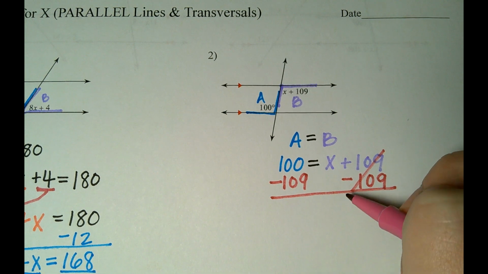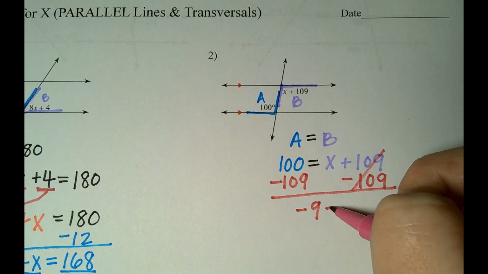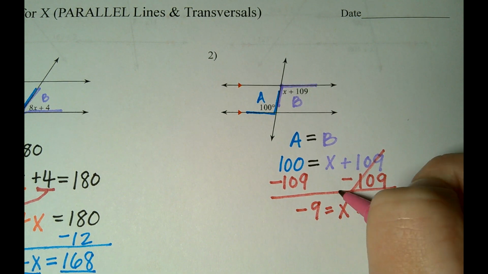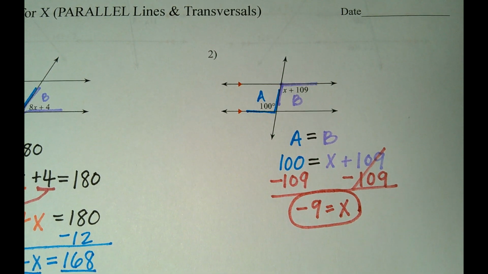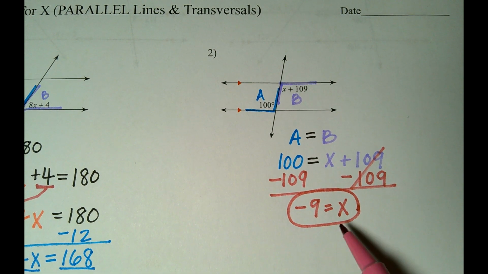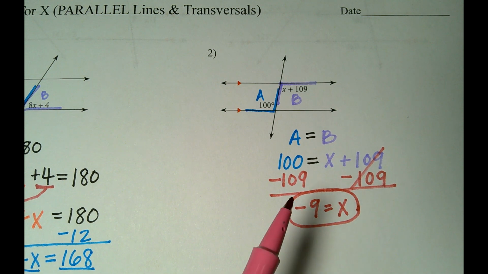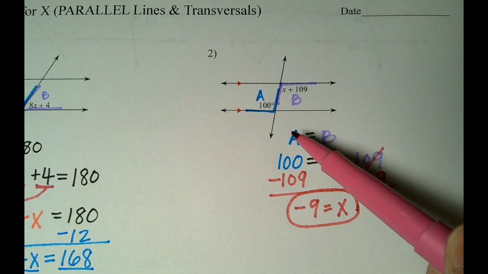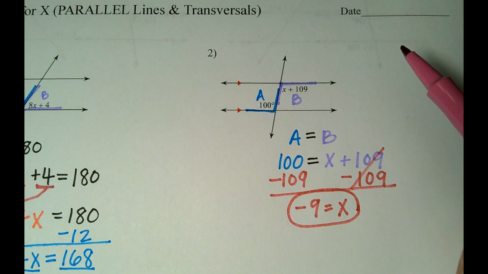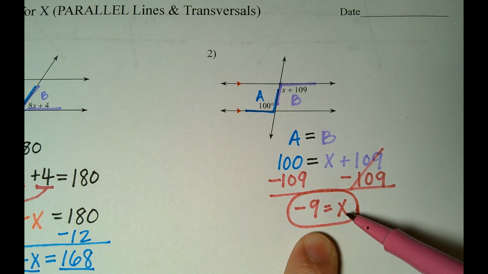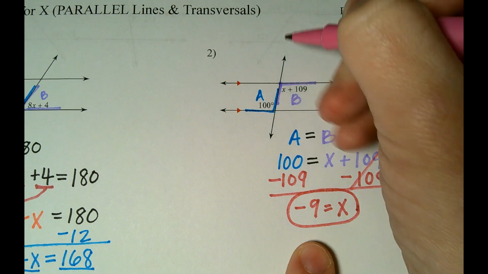Now, does that make sense? Can we have a negative number? It's not really a trick question, it's a question to consider. Am I saying that this angle is -9 degrees? No. I'm saying that the value of X is -9. So guess what?